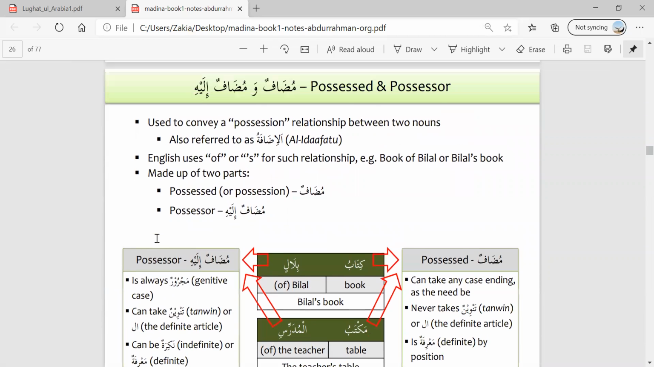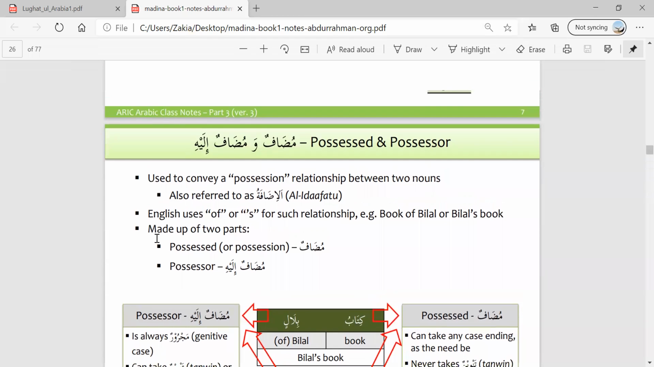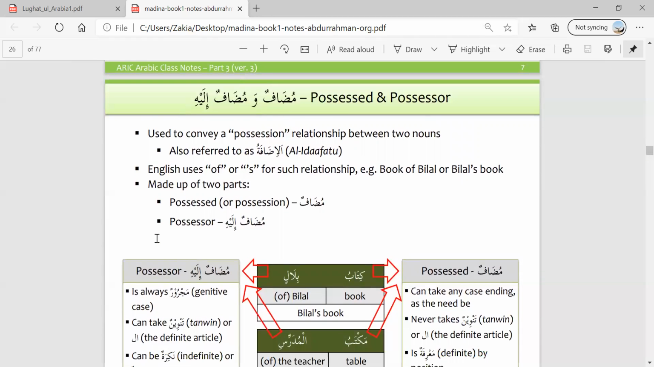Here we're going to now go through the possessed and the possessor, which is mudaf and mudaf ilayh. It's used to convey a possession, something that you own or something that you have. At the moment we're not going through the muttasil, we've just done munfasil. So inshallah, once we go through that, we will talk about possessing something, mudaf ilayh.